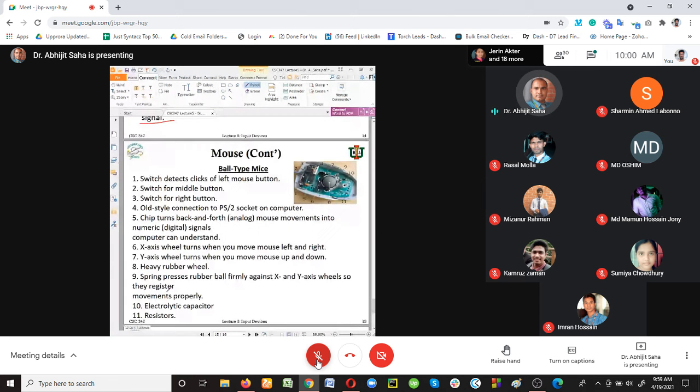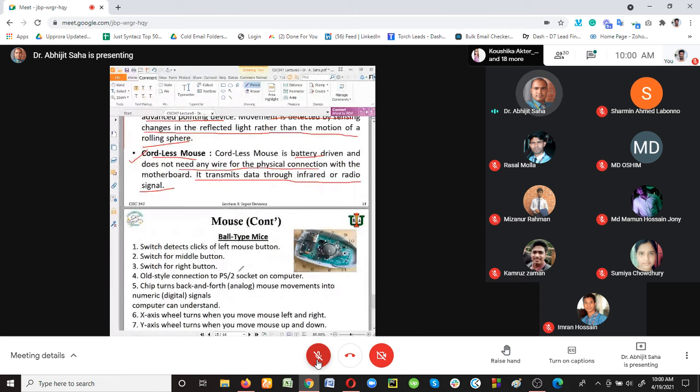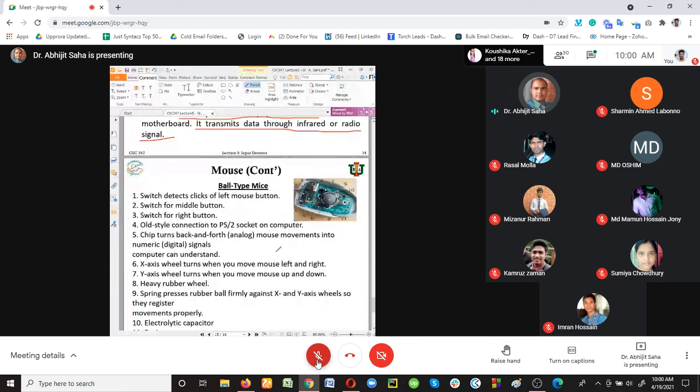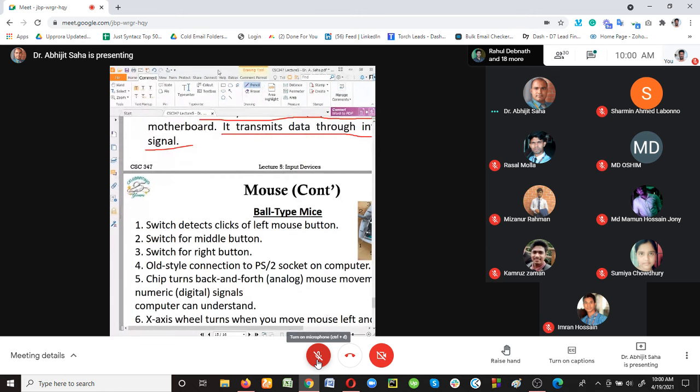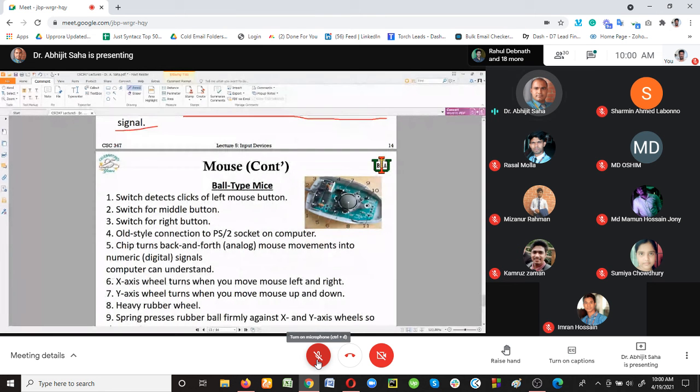So here we have the ball type mice. If you look at this more closely, can you see the picture clearly on the screen? Yes, sir. Okay, so you can see that this mouse is the ball type mouse. The mouse has been opened, and different numbers have been marked on it. If you look closely, these are 1, 2, and 3. Those are the switches that you have.